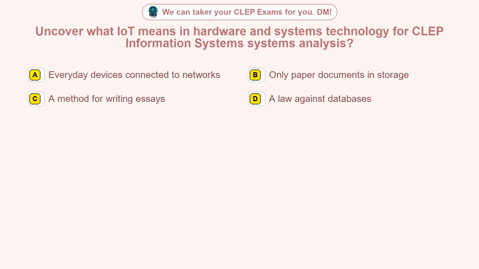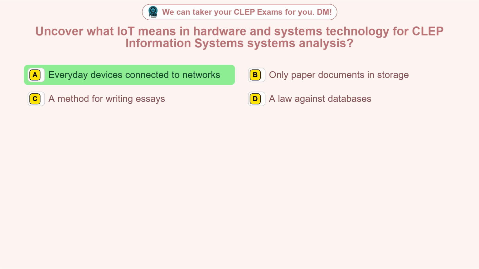Question 62. Uncover what IoT means in hardware and systems technology for CLEP Information Systems analysis. Option A. Everyday devices connected to networks. Option B. Only paper documents in storage. Option C. A method for writing essays. Option D. A law against databases. The correct answer is option A.